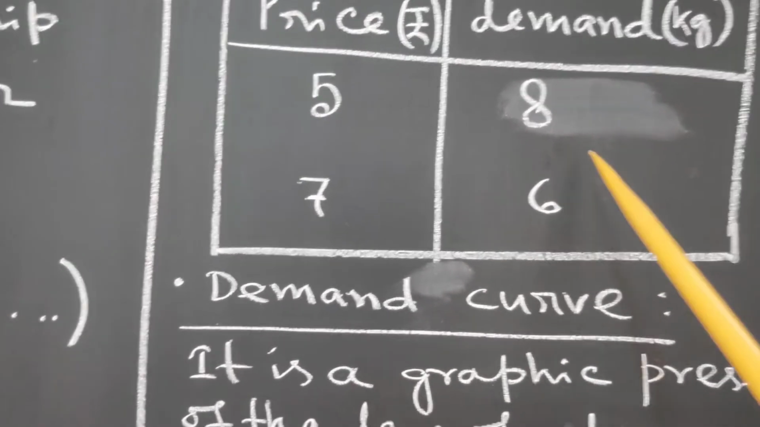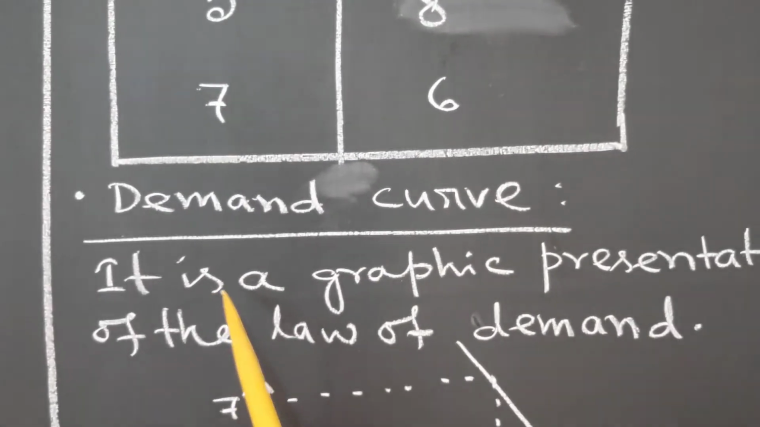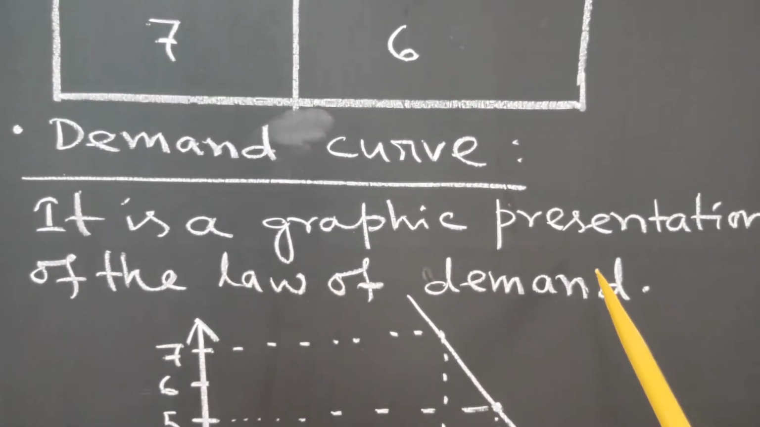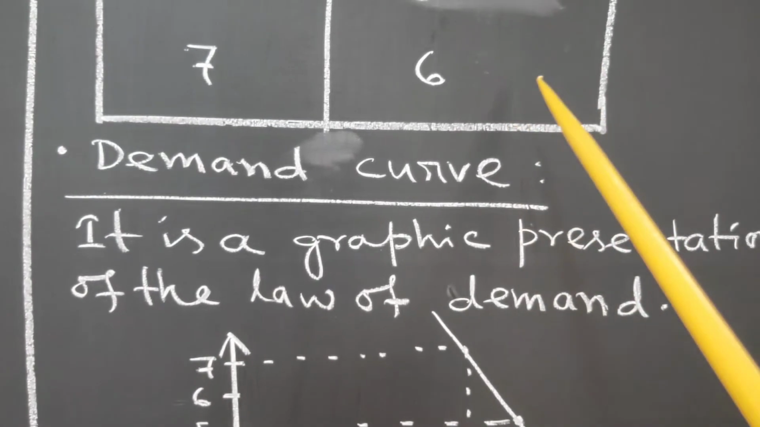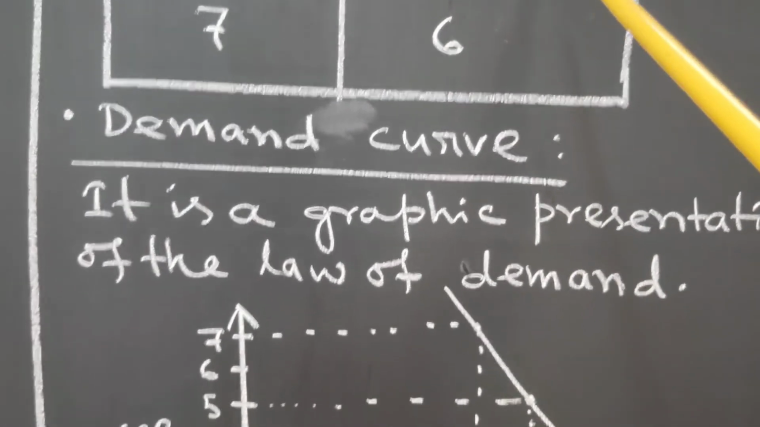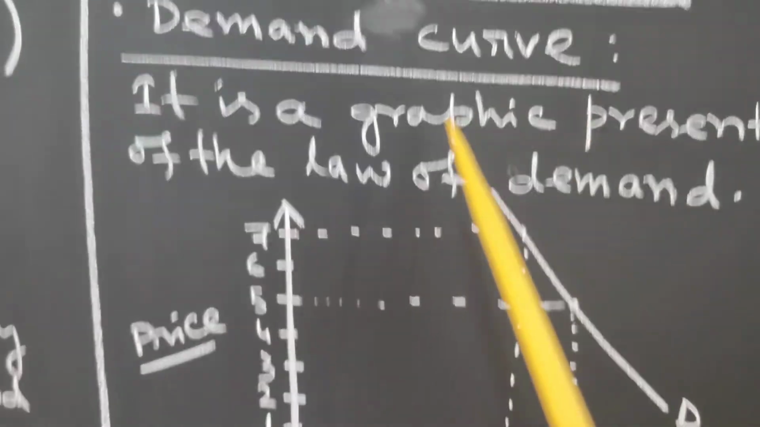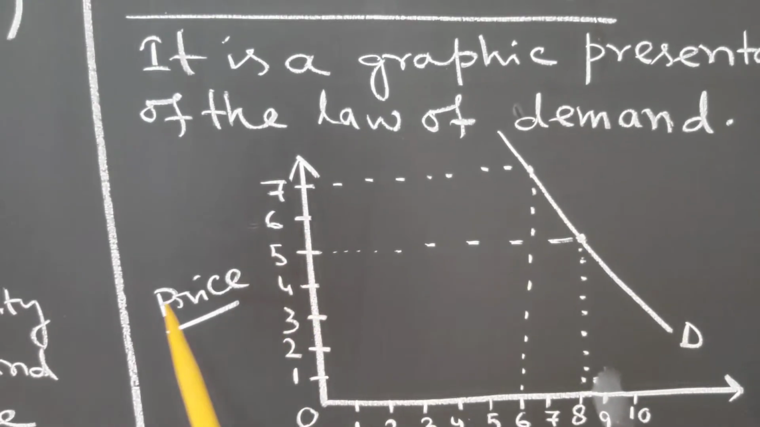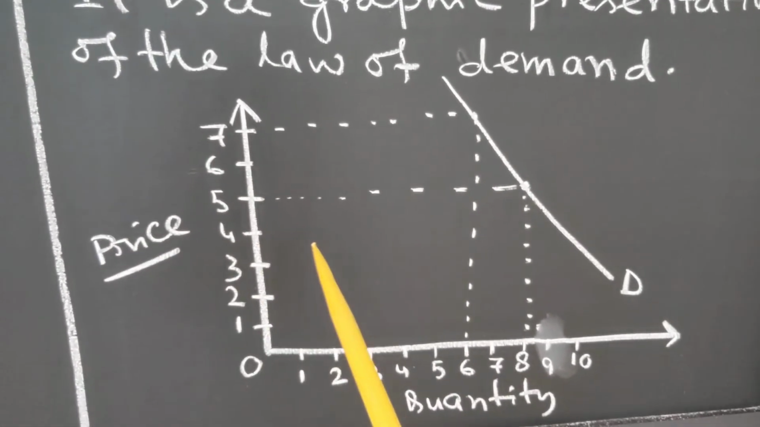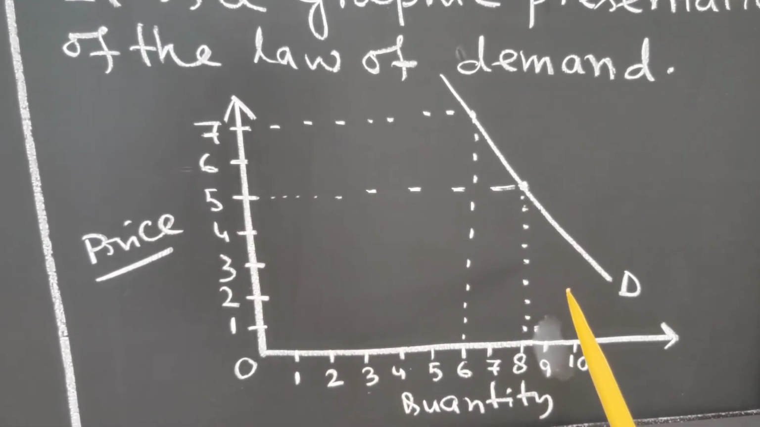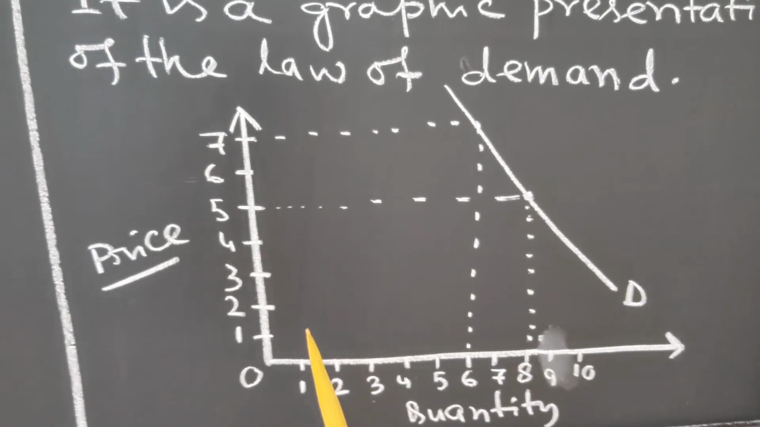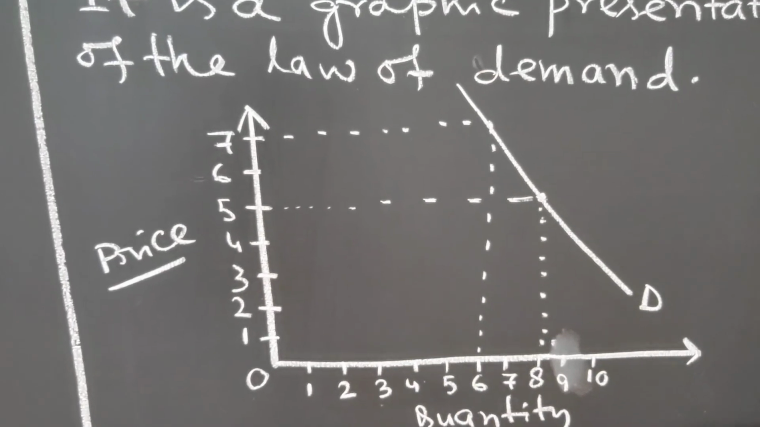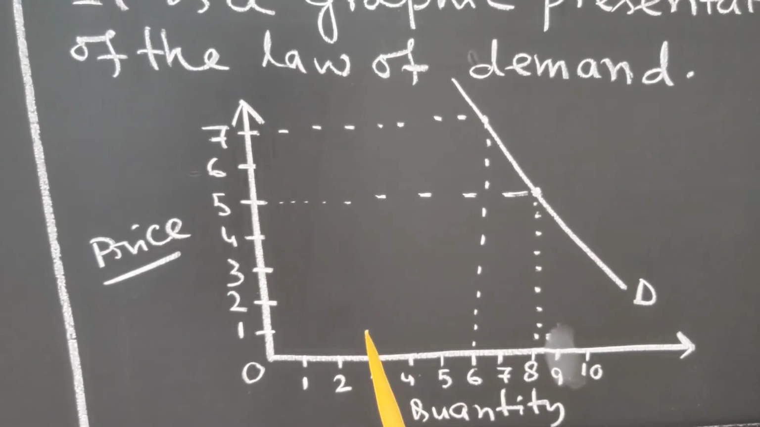Now demand curve. I already mentioned it is a graphic presentation of the law of demand. You can say in another way, it is a graphic presentation of the demand schedule, then also it is known as demand curve. Here x-axis and y-axis. On the y-axis we measure price, and on the x-axis quantity. Now check once: in price I mention 0 to 7, and in quantity 0 to 10. Now we have to draw the demand curve.